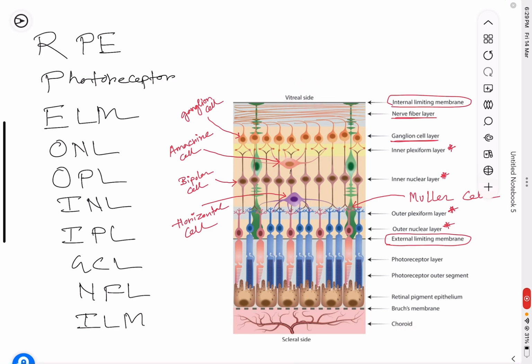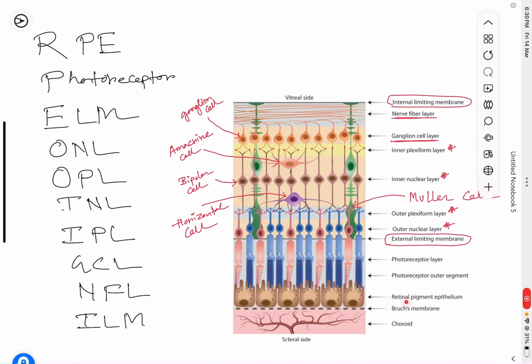That is retinal pigment epithelium, photoreceptor layer, external limiting membrane, ONL, OPL. NL stands for nuclear layer, PL stands for plexiform layer. Again, internal, sorry, let me correct it. Inner nuclear layer, inner plexiform layer, ganglion cell layer, nerve fiber layer, and inner limiting membrane. So these are the layers.